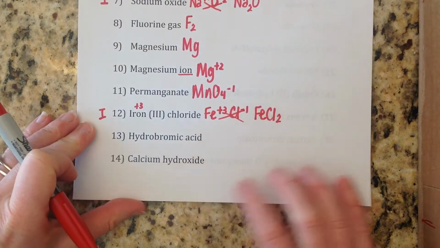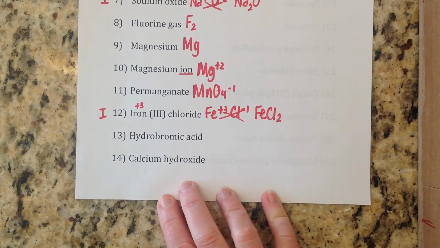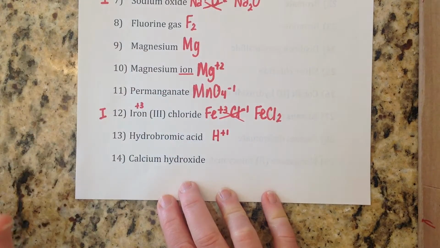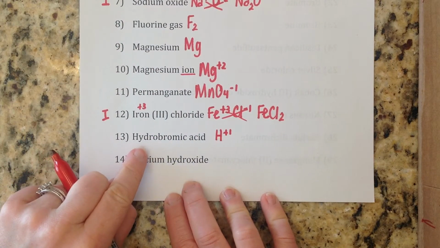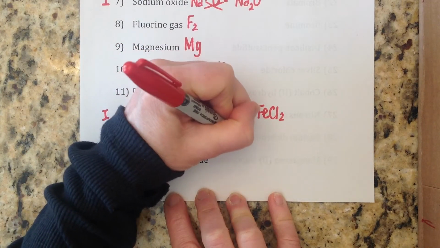Number 13 is hydrobromic acid. And I know if it's an acid, it's going to have an H in the front, the hydronium ion, which has a +1 charge. This looks to be a binary acid to me. This means this is hydronium crisscrossed with bromide. Bromide has a -1 charge.